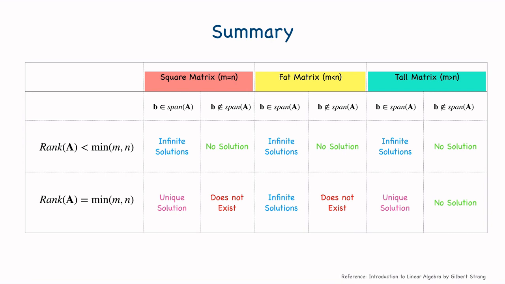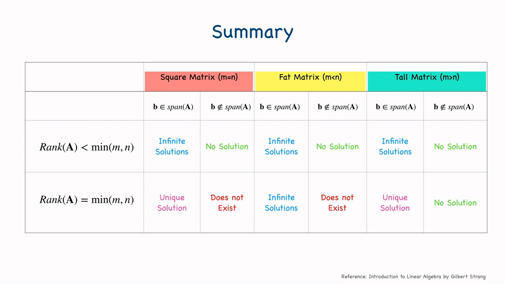In the same way, when the rank of A is less than the minimum of m comma n, there is a possibility to have infinite solutions, because if B is in the span of A, you will definitely have infinite solutions. Infinite solutions are mainly due to the existence of dependent vectors. So if we have dependent vectors in the matrix A, we would be having infinite solutions if B is in the span of A. If B is not in the span of A, then we will be having no solutions.